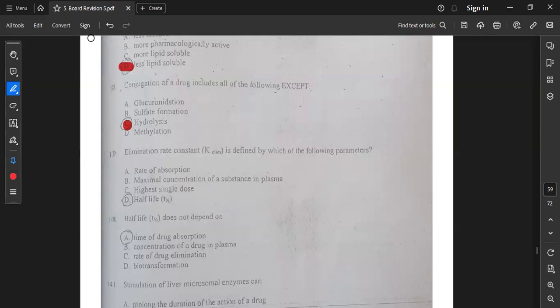I think there are others too. For phase 1, for dehalogenation, it's the halogenase enzyme, and that requires glutathione. Then for nitroreduction, it's nitroreductase, and that requires NADPH. I think that's all. Then it also included the mixed function oxidases.